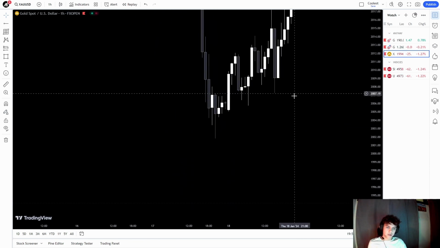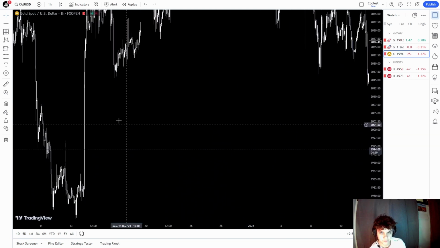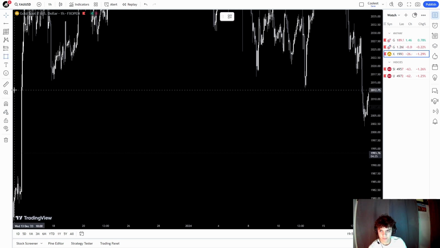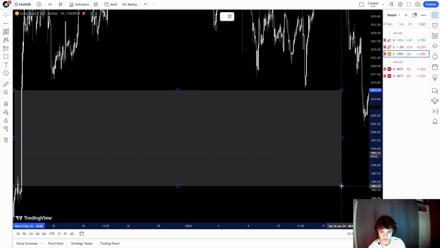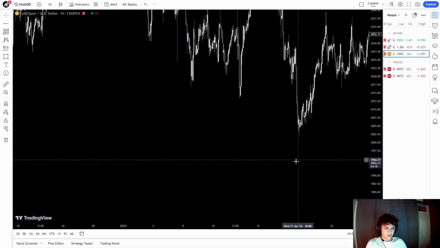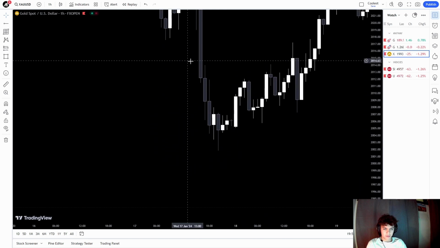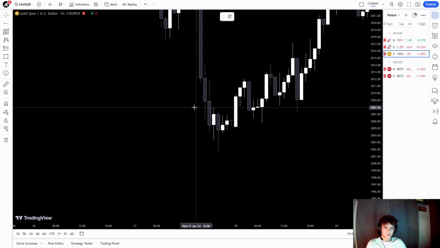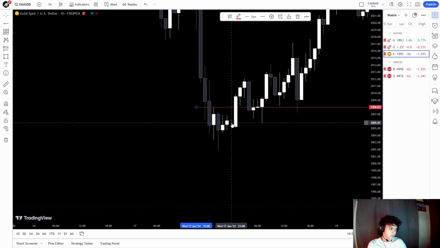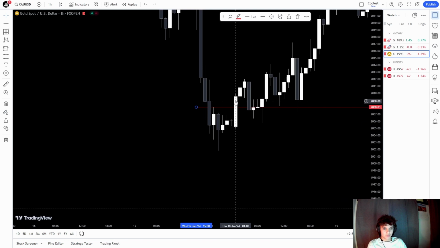Right here, as you can see, we're in this fair value gap. We fill the fair value gap. Right here, downtrend. Make a high, an up candle followed by a down candle. What does it form? A high. What happens after that? Break of structure.